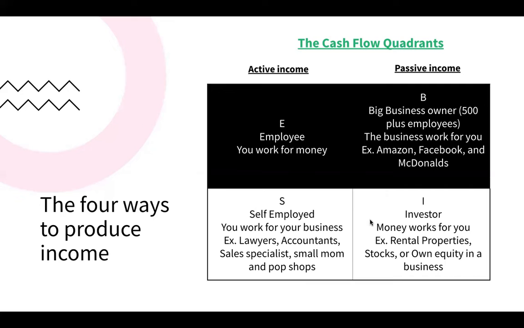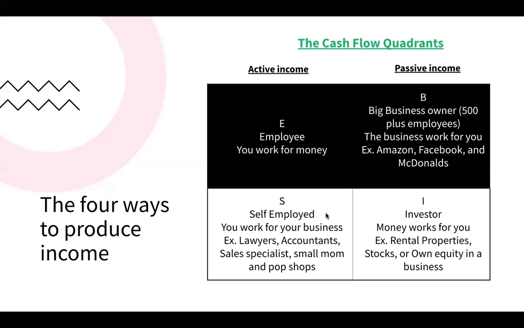So one important thing I really want to point out is that on the left side of the quadrant, meaning the E and the S, you are making what's called active income, meaning you have to insert or contribute your activity to generate income. What I mean by that is, as an employee, you have to contribute time or hours to get a paycheck. The job is paying you for your activity. As a self-employed person, you are still running and managing your business. In other words, you're putting in that activity to generate income.